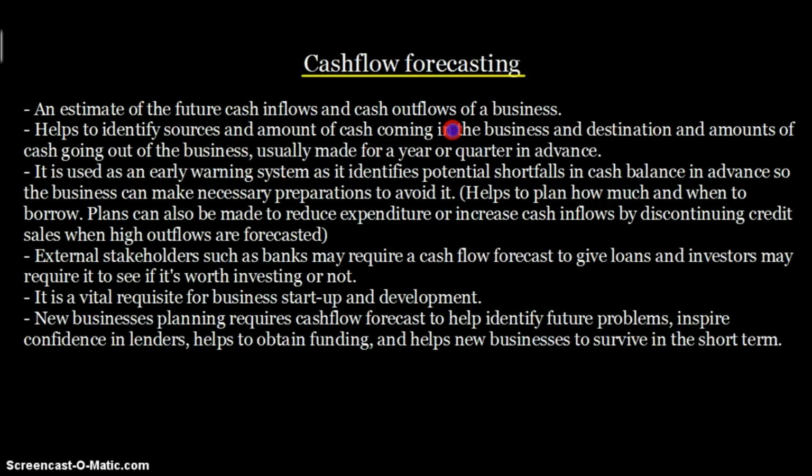Cash flow forecasting is basically an estimate of the future cash inflows and cash outflows of a business. So we've talked about what is cash flow. Cash flow is the basic flow of money in and out of the business. That is your business cash inflows and outflows. So cash flow forecasting is basically an estimate of these inflows and outflows of a business, and it is generally done over a period of time. Let's say in months. Okay, month one, month two, month three. Let's say a half year or a full year.